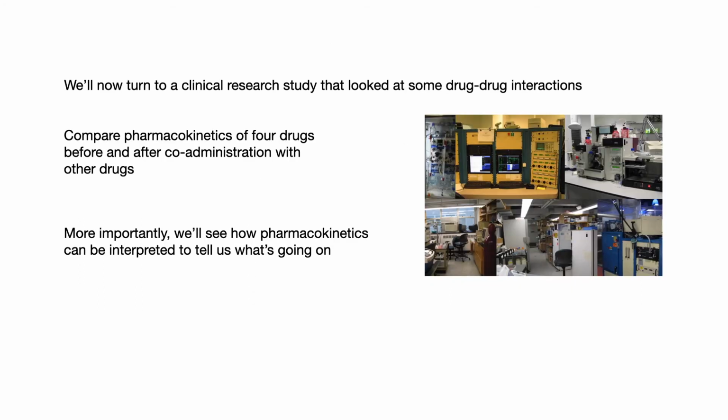Now, as promised, let's turn to a clinical research study. And this study looked at some drug-drug interactions. These were drug-drug, not drug-herb or anything else. They were two drugs interacting. The study compared the pharmacokinetics of 4 drugs before and after the co-administration of other drugs. And we will see how we can interpret the pharmacokinetics that we obtain from this study to tell us something about what's going on.